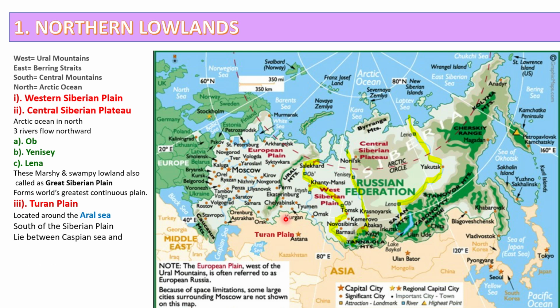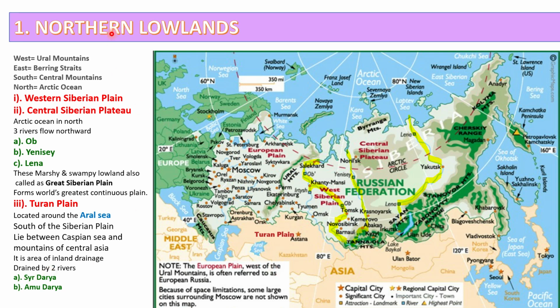It lies between the Caspian Sea and the mountains of Central Asia. We can see the map of the central mountains, and this is the Caspian Sea. Between the Caspian Sea and the Central Mountains, there is the Turan Plain. This region is the Turan Plain, and it is drained by two rivers, Syr Darya and Amu Darya.